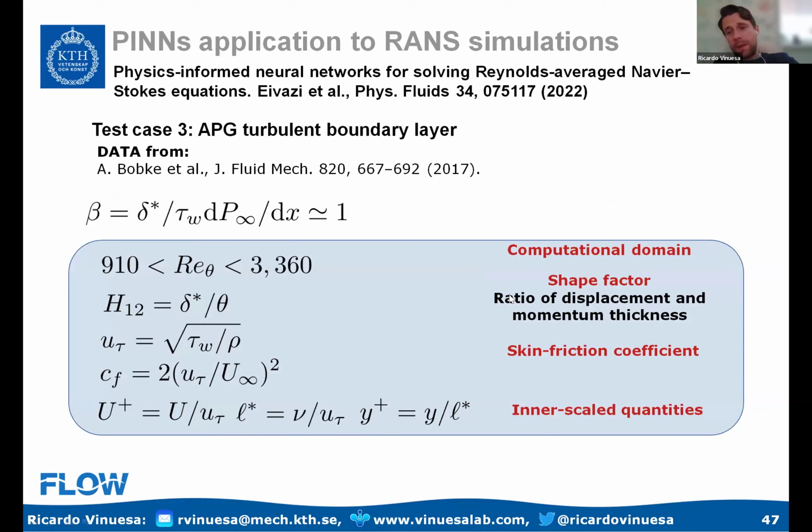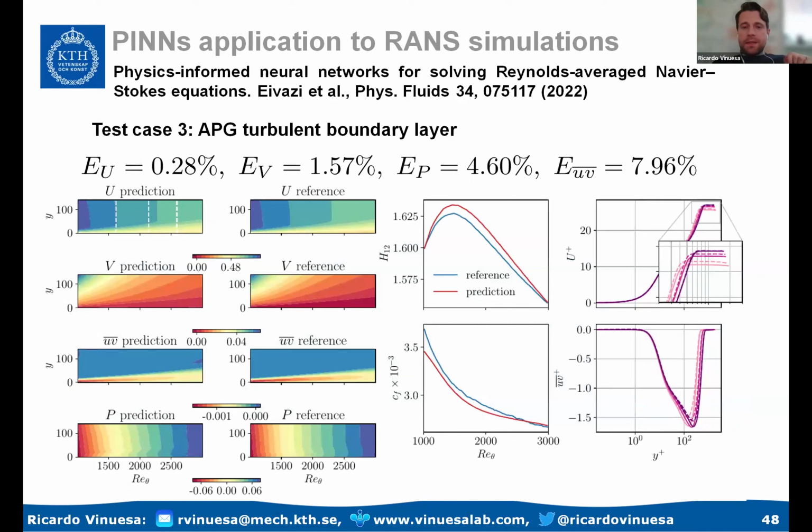Here we have a pressure gradient boundary layer. This is work by Bobke and others. We have very complete databases for this case in my repositories. This is actually a moderate adverse pressure gradient case. And in this case, again, we're comparing the mean and the Reynolds shear stresses.